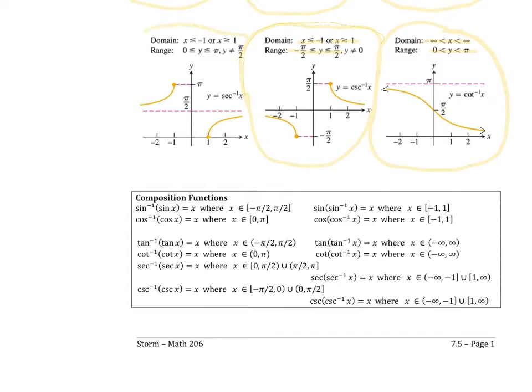And then secant inverse, domain is x's that are less than or equal to negative 1 or greater than or equal to 1, same as cosecant inverse, but here the range is 0 to pi, but not equal to pi over 2.